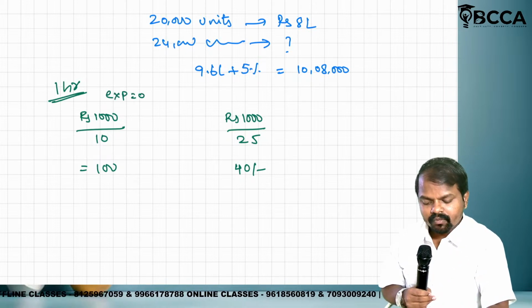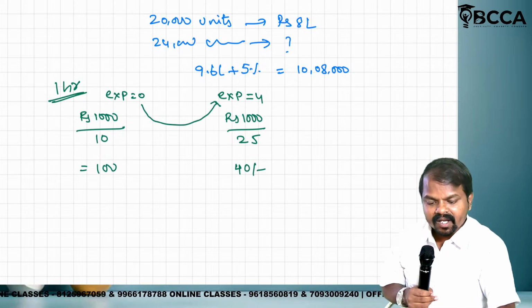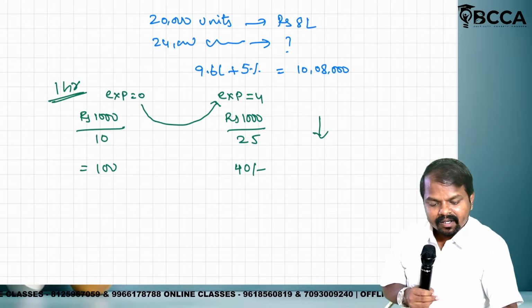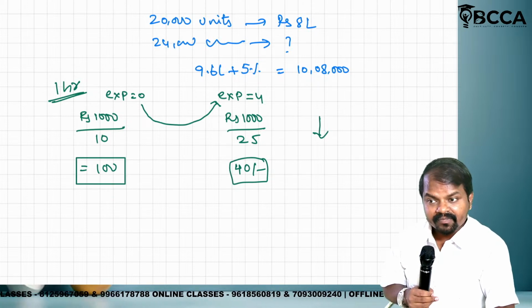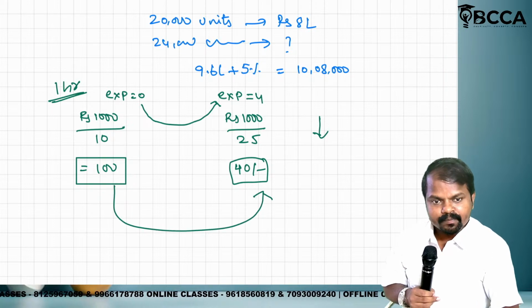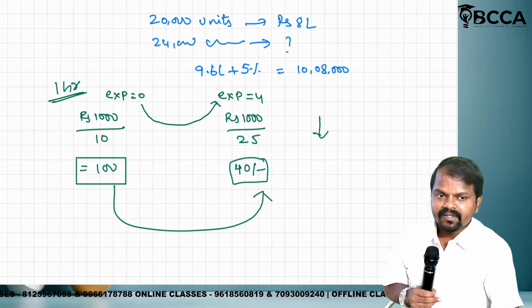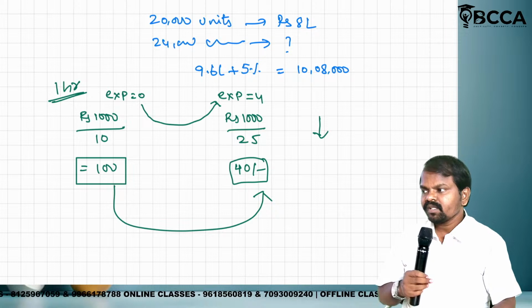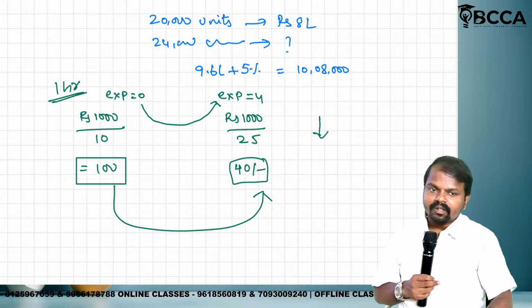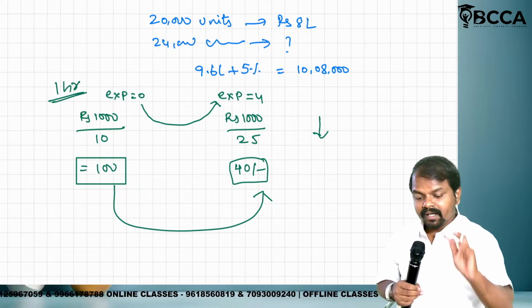Experience 0, experience 4. Experience increased, which means efficiency increased. Will labor cost increase or decrease? Decrease. Why? Earlier we paid 100 per chapati as labor cost. Now it is 40 rupees per chapati. If efficiency is increasing, labor cost will decrease. We are thinking on a per unit basis. Correct or wrong?